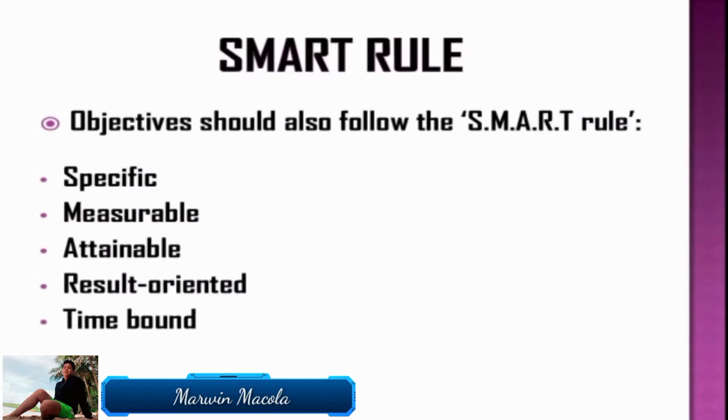So, in the objectives of a lesson plan, we should also follow the SMART rule. First, specific. Next, measurable. Attainable. Result-oriented, and time-bound. So for the lesson plan to be specific, let's try to ask students if their goal is specific.